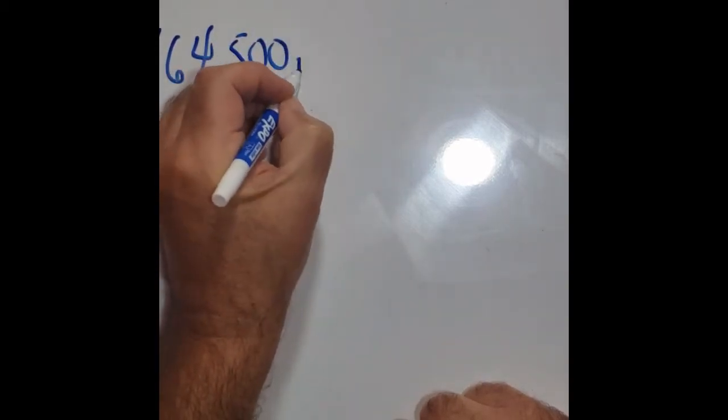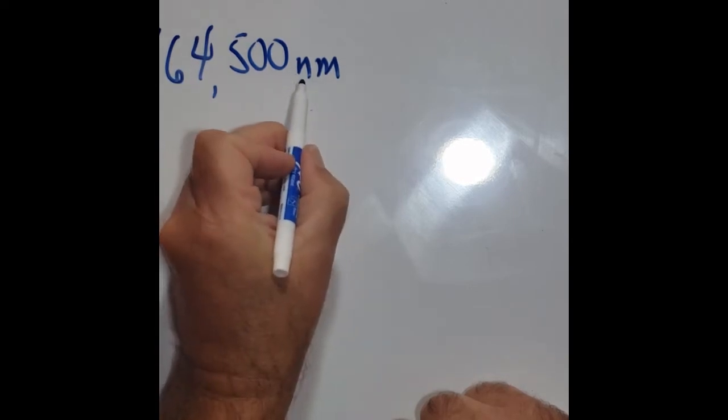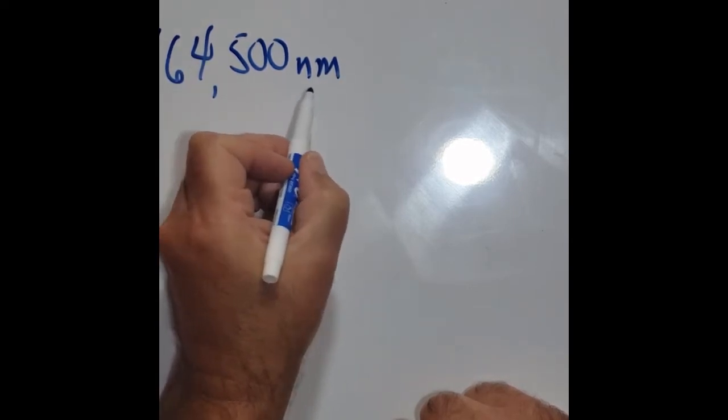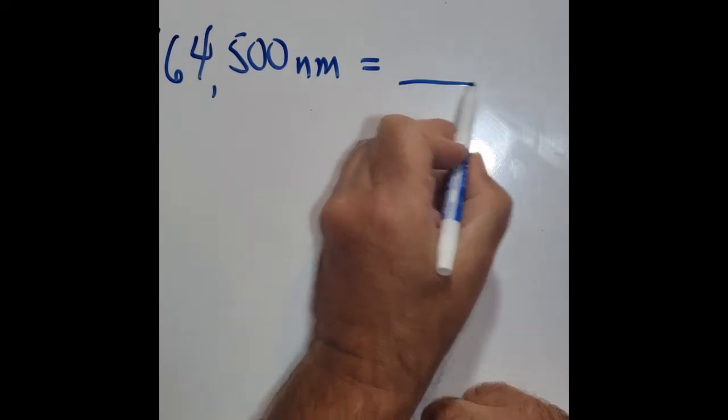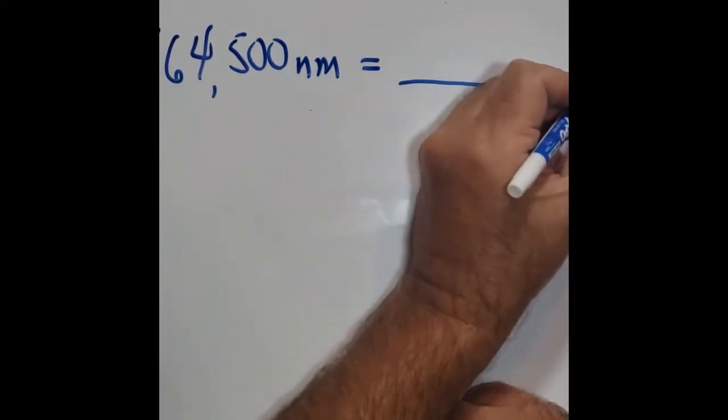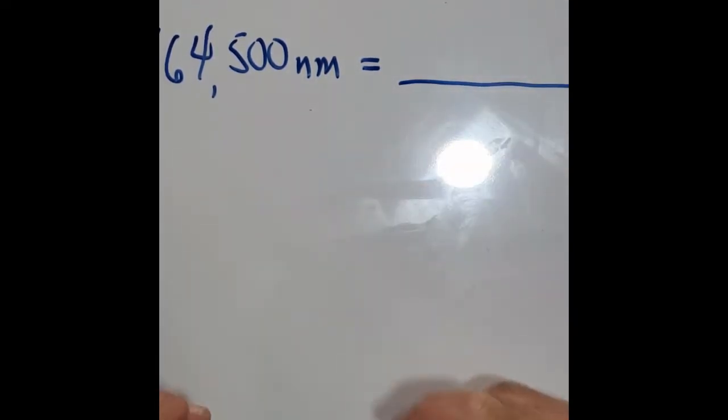164,500 nm. N is nano and M is meters. So this is a measurement of length. Meters is length. Now I want to convert that from nanometers to centimeters.